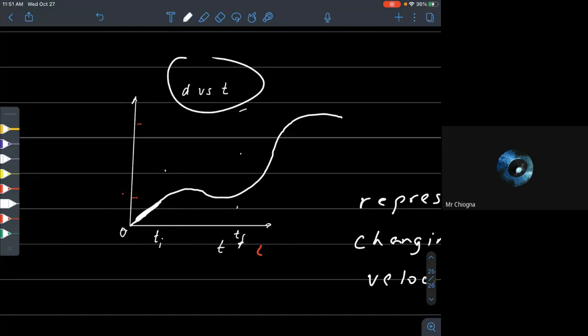I'm going to label certain positions. So this is position A. This is, let's say, position B. This is position C.